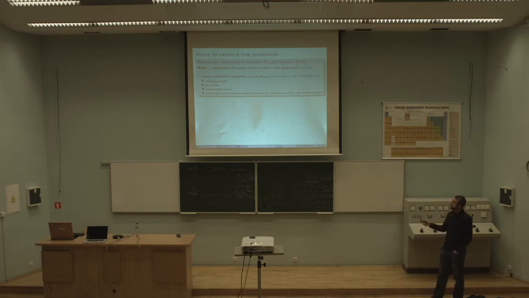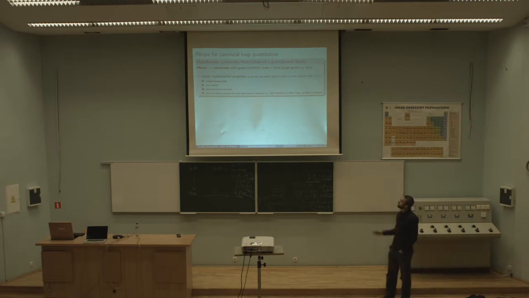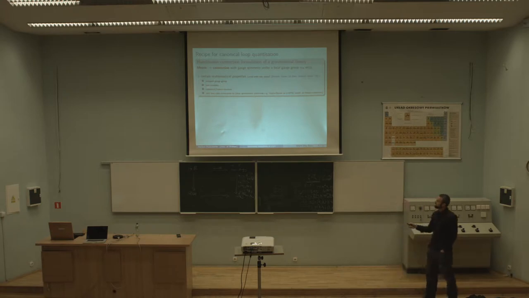But the point is that once you have such connection variables with suitable mathematical properties, being that you have a compact gauge group, you have real variables, they should have canonical Poisson brackets, and you might also demand that all your constraints are first class, so you can do a Dirac quantization.